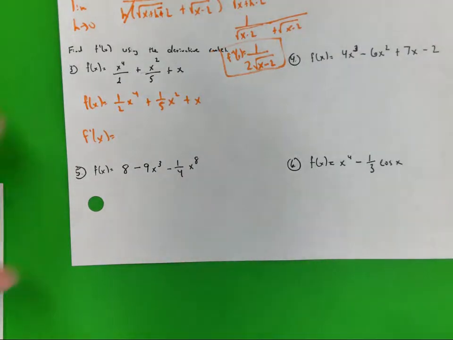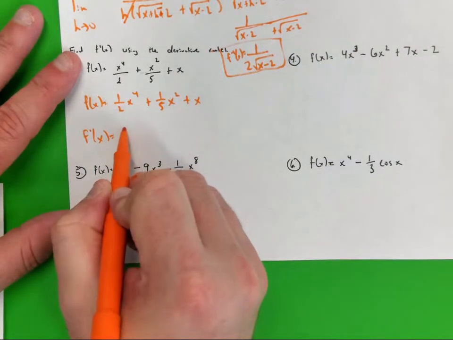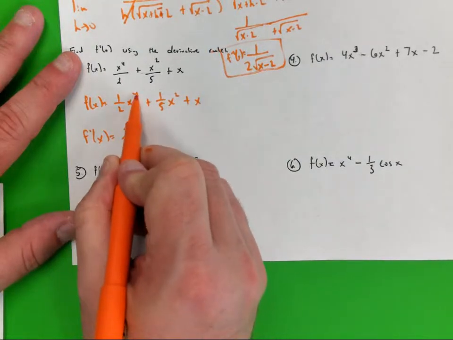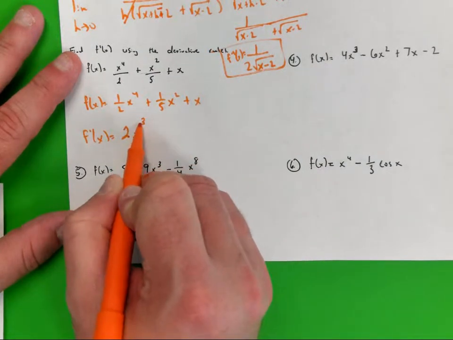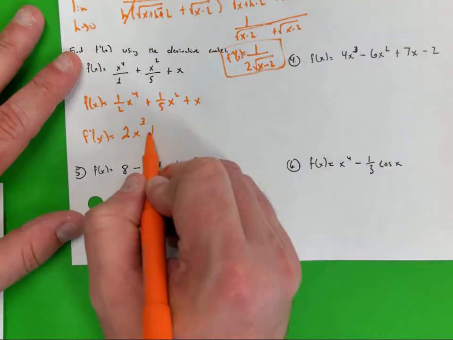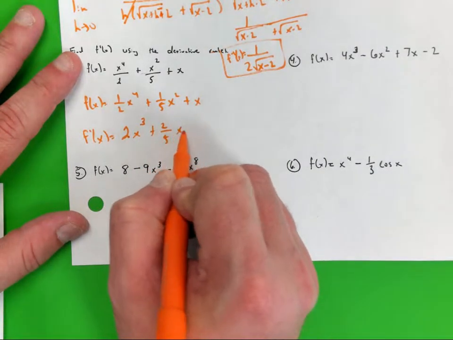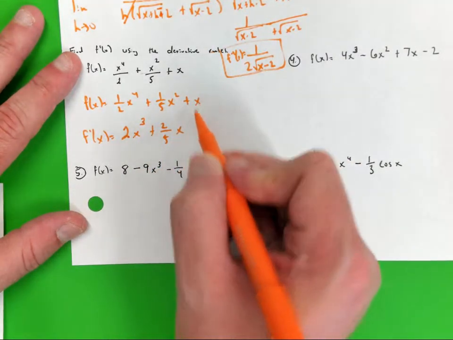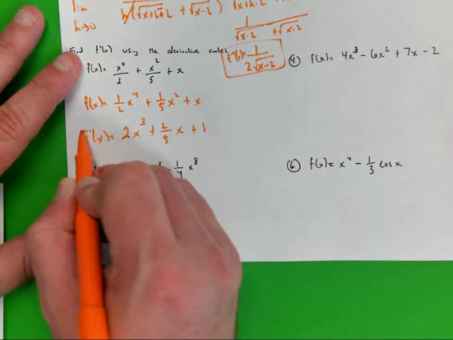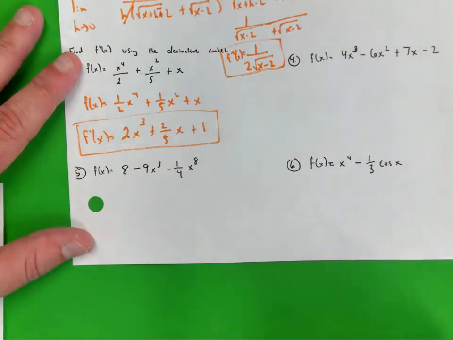3. Okay. 4 times 1/2 is 2. Take 1 off your x, it'll be 2x what? Cubed. 2 times 1/5 is 2/5 x. And then what's the derivative of just x? 1. And that's your derivative.